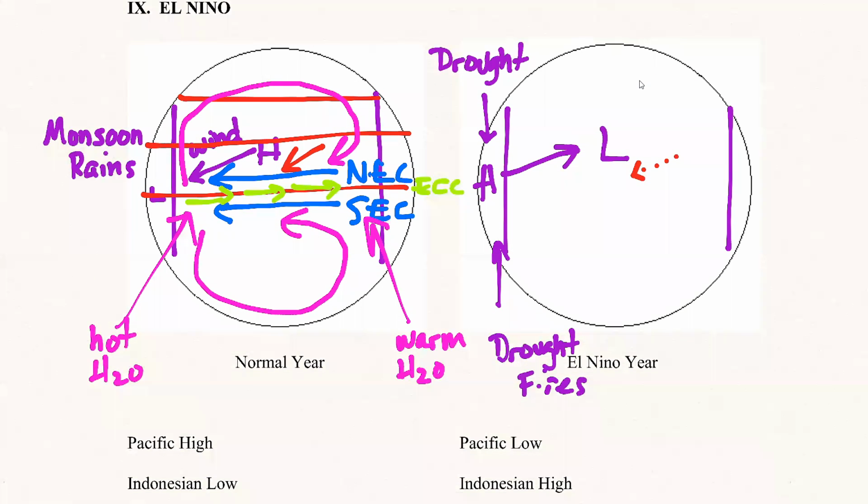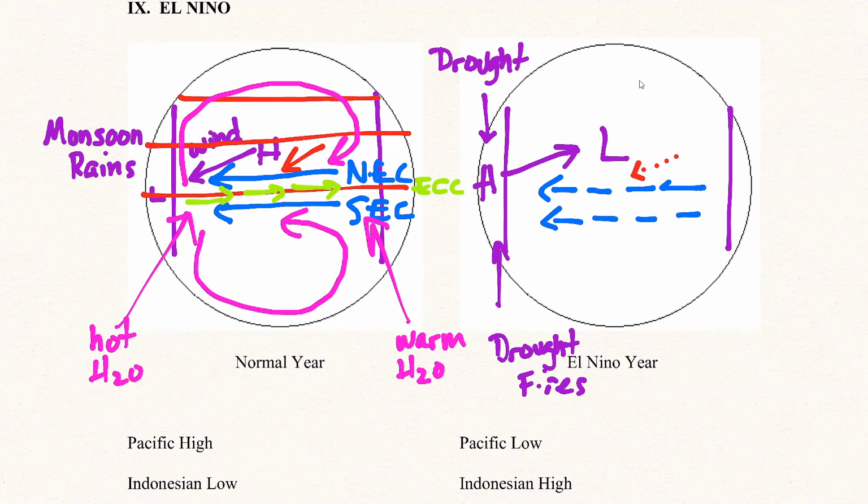So because our trade winds are weak, and our trade winds are what's pushing our water currents, what's going to happen to our water currents? Our water currents in the northern and southern hemisphere are going to get a little bit weaker. So instead of a solid line, maybe draw it as a dashed line. These are going to get weaker: the north equatorial current and the south equatorial current.